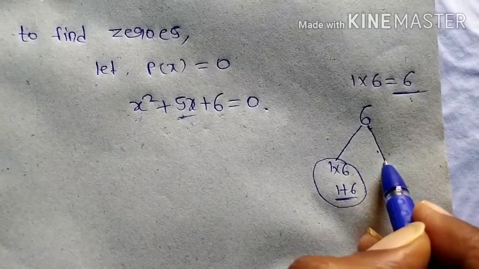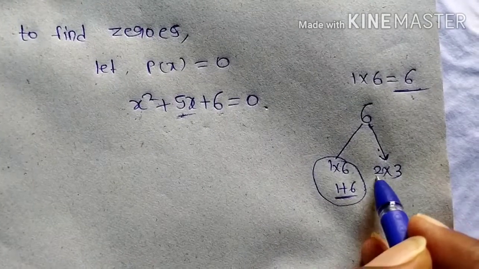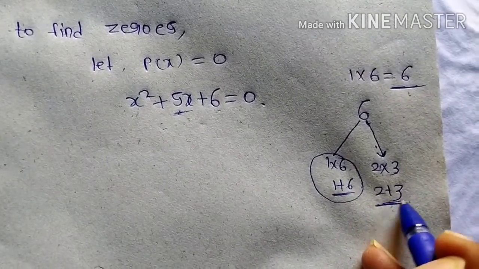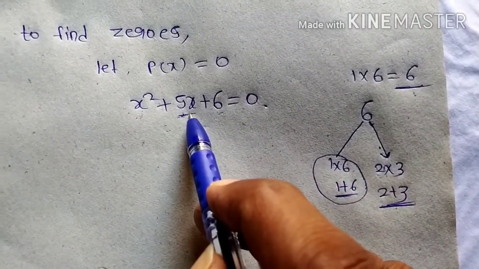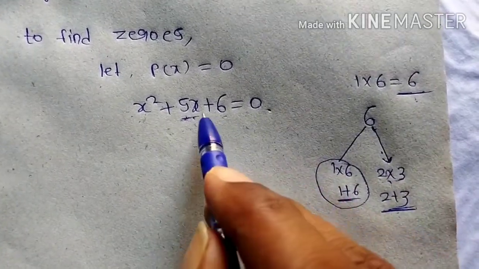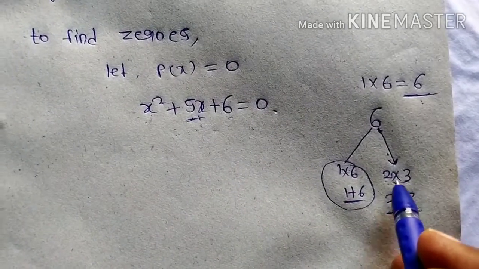So don't consider this set. Next you can see here, 2 into 3 is how much? 6. Yes or no? 2 into 3 is 6. 2 plus 3 how much? 5 or not? Yes. See, are you getting the middle term 5 or not using these factors? 2 into 3, 6 only. 2 plus 3 is 5 or not? Yes or no? So you can use these two factors only.